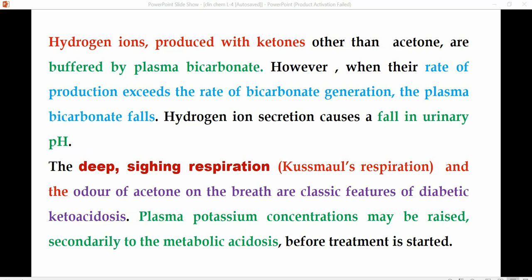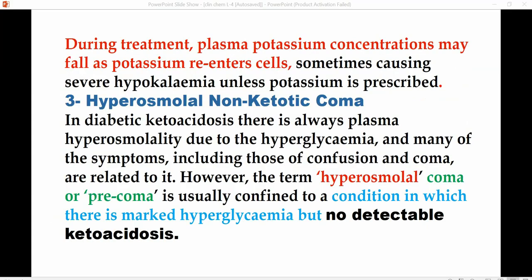This condition is usually associated with deep sighing respiration, which is known as Kussmaul respiration, with the odor of acetone in the breath as the classic feature of diabetic ketoacidosis. Besides that, the plasma potassium concentration would be raised as a result of the acidosis. Therefore, the treatment should be started to correct the acidosis and the electrolyte disorders.